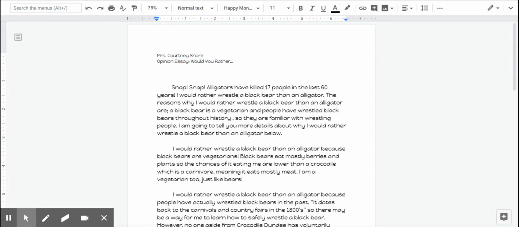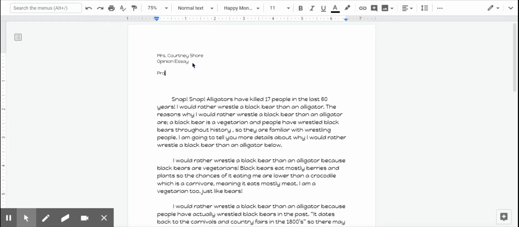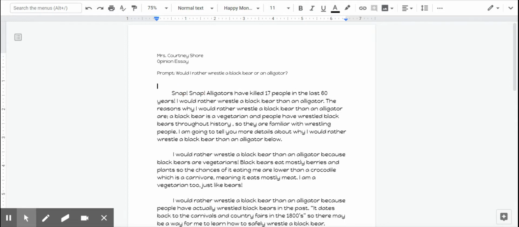Okay, so first, of course, you're going to write your name on the top. Usually, you're going to write the subject or the type of writing you're going to do. Usually, you'll have a prompt as well. So you could even say opinion essay, and then you could say prompt down below. And my prompt here is, would I rather wrestle a black bear or an alligator? That's my prompt. Okay, so I'm going to dive right in.